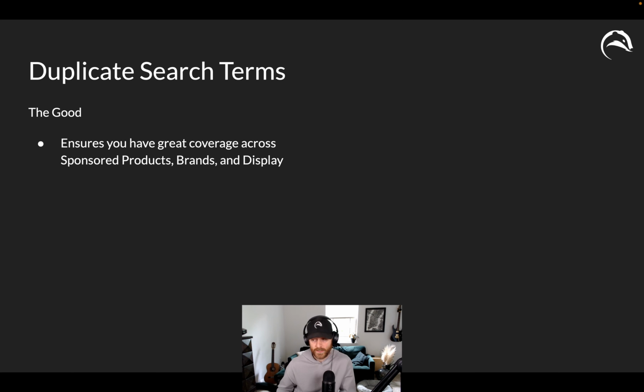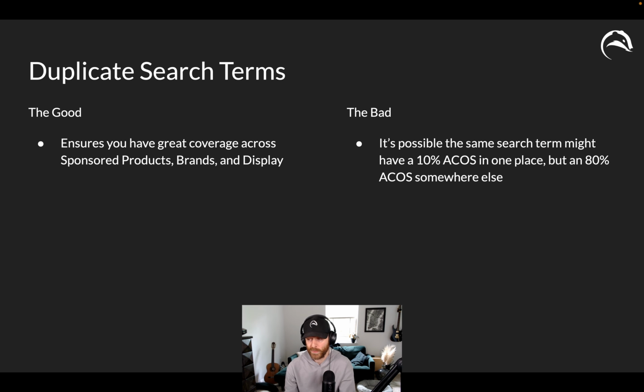So there's good reasons to do it. The first reason is it ensures you have really good coverage across sponsored products, sponsored brands, and sponsored display. Meaning, if I have a search term that's performing really well in my sponsored products, well, I better have it also in my sponsored brands. If it's an ASIN target, well, I better also have it in my sponsored display. Having this coverage is a really good way to maximize and get the most value for high performing terms.